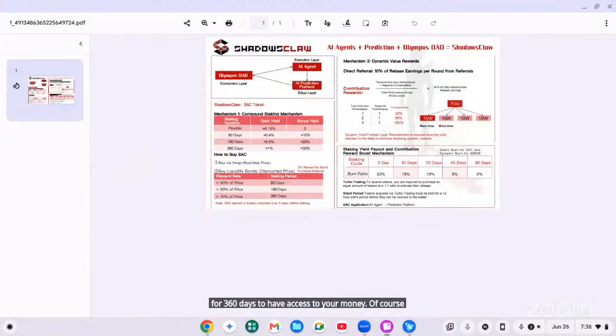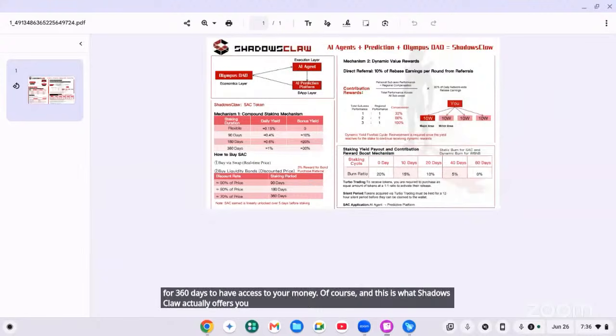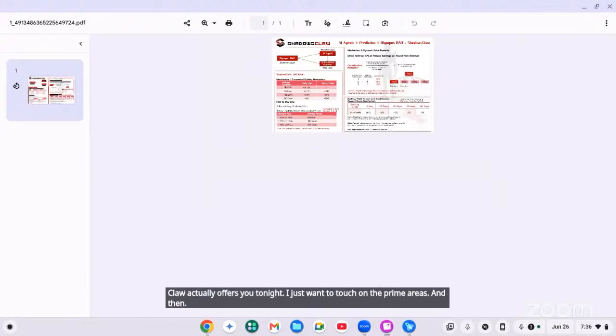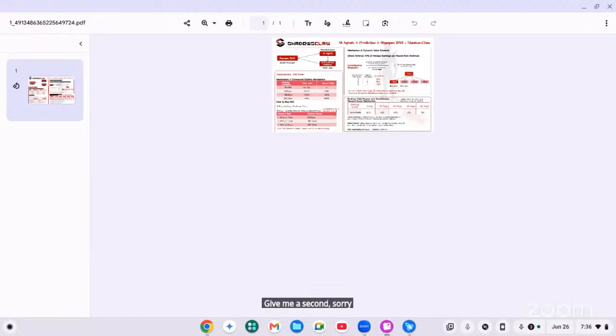And this is what Shadow's Claw actually offers you tonight. I just want to touch on the prime areas. And then, secondly, there is one more area I would like to touch on. Give me a second. Sorry, my machine is a bit slow to respond.